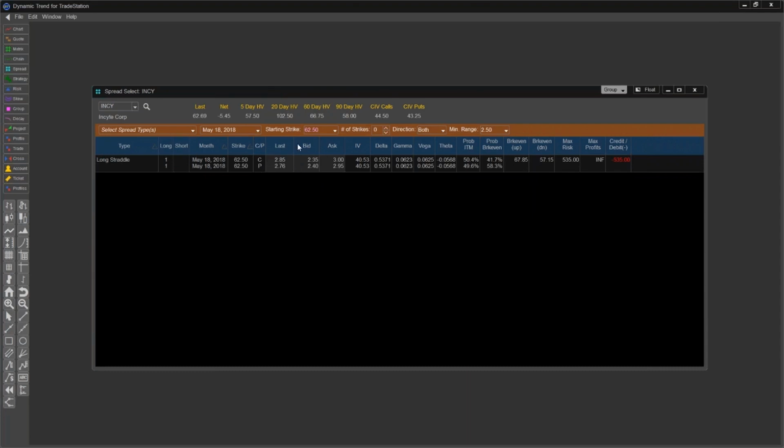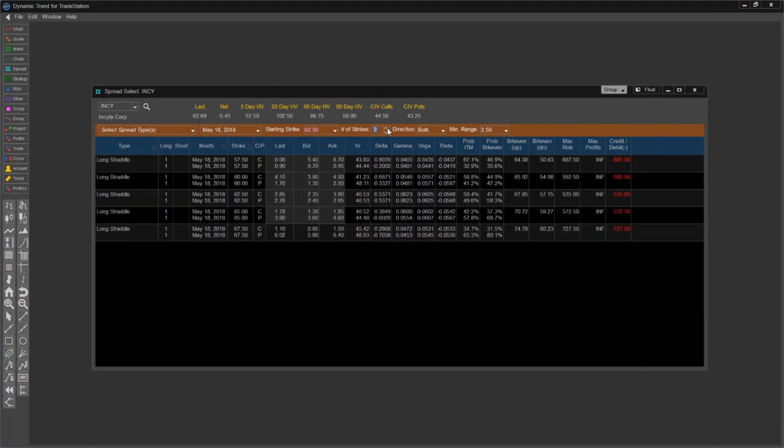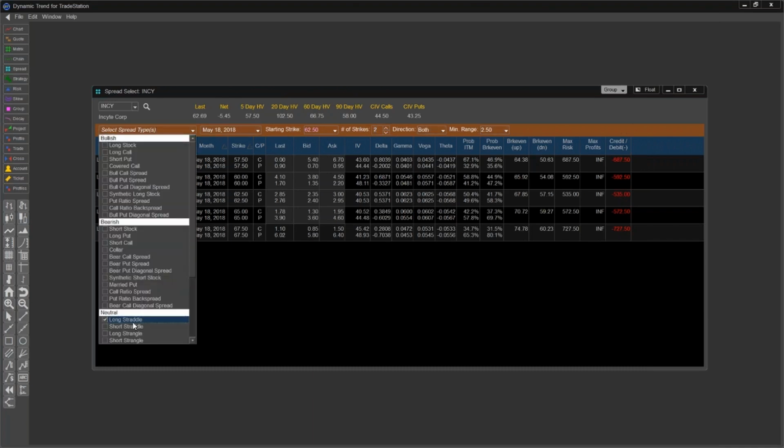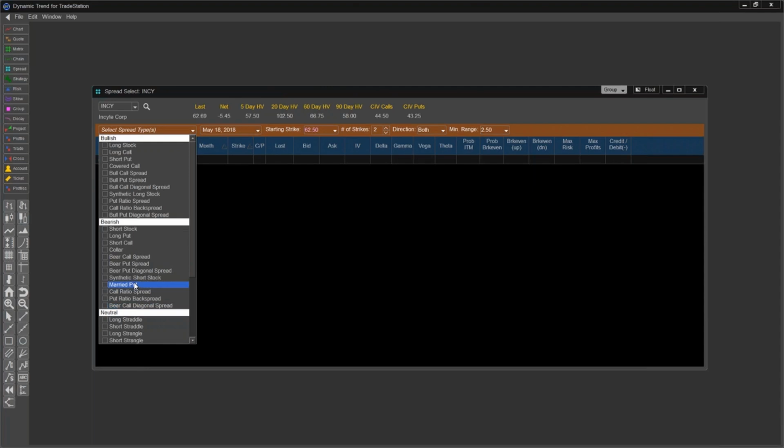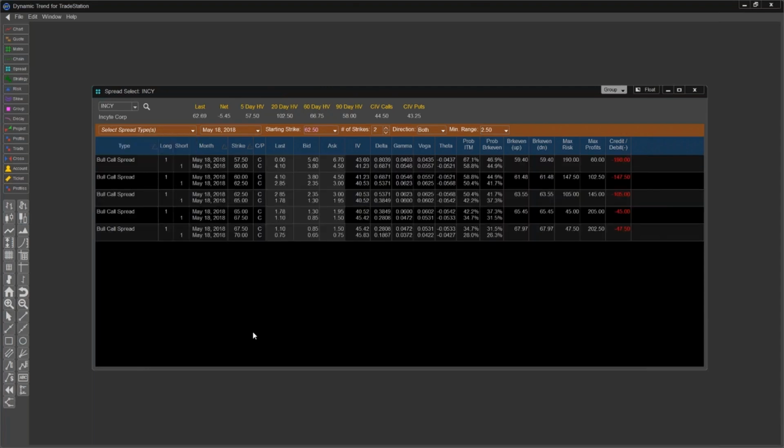I can come in and say, you know, I want to use more than a couple of different strikes. I want to use different months. Or I can come in and say, I don't want a straddle. What I really want is a bull call spread. And because I've got two different strikes, I get more.